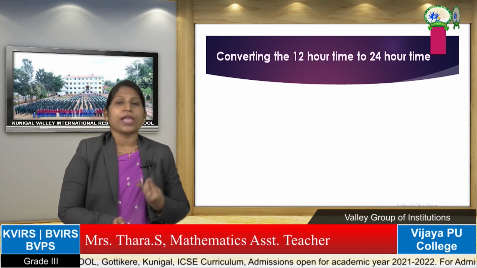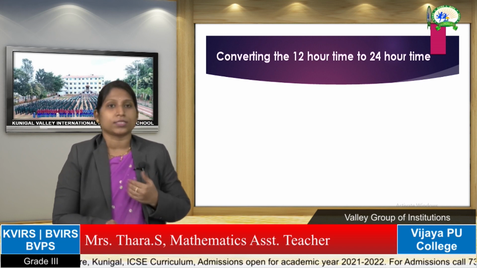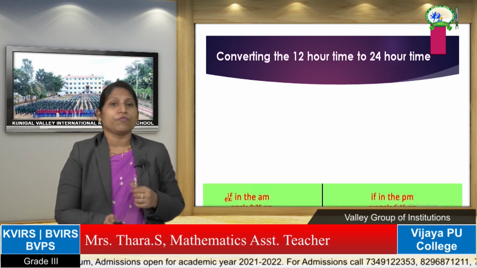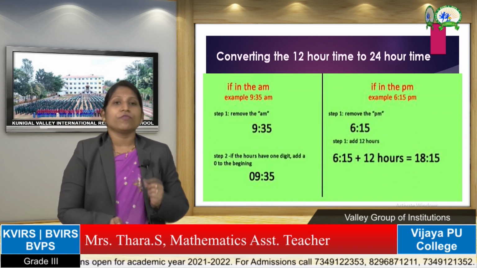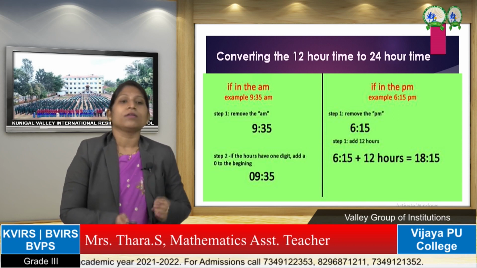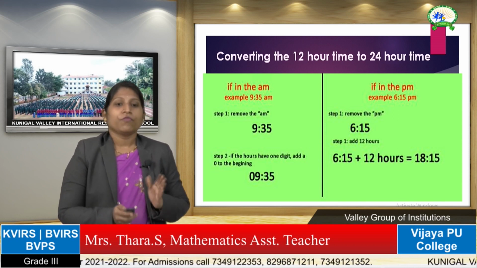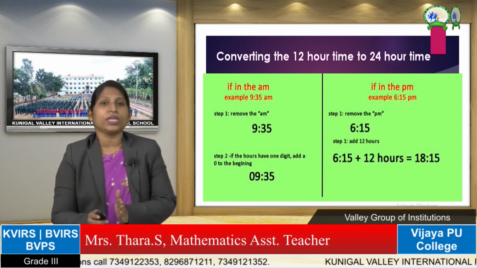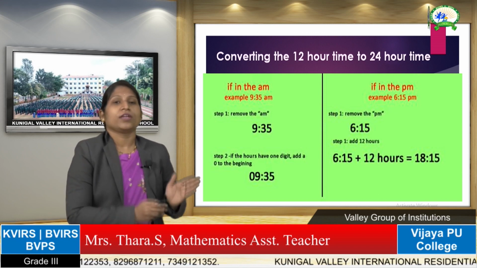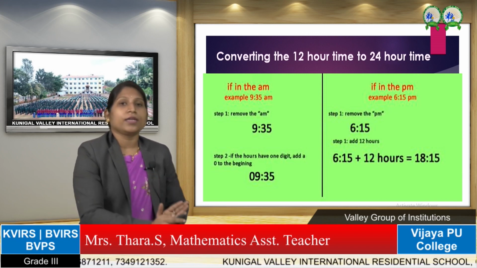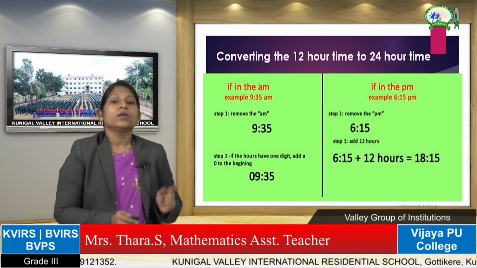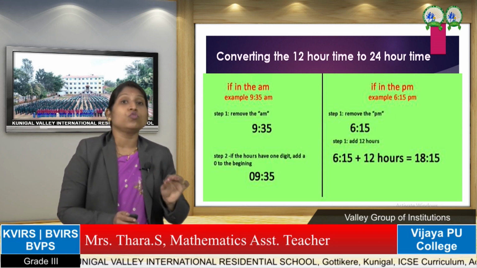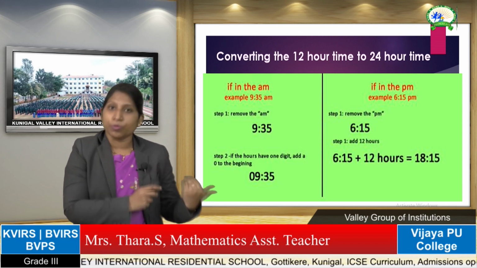Then, converting 12 hours time to 24 hours time. How to convert 12 hours time to 24 hours time? It is very easy, children. To convert this one you have to add 12 to the hours. For example, 6:15 is there. 6 is the hour and 15 is the minute. So the left hand side represents hour and the right hand side represents minutes. So you have to add 12 hours and remove the 2 dots.